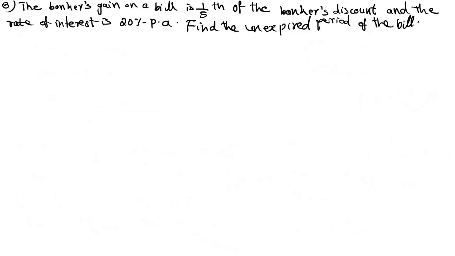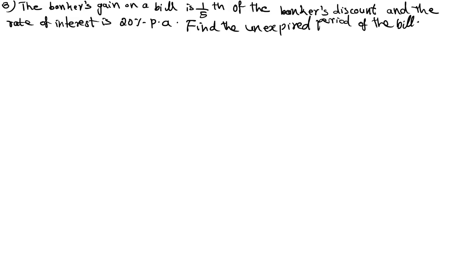See the next question. Banker's gain on a bill is 1/5 of the banker's discount and the rate of interest is 20% per annum. Find the unexpired period of the bill. What is unexpired period of the bill? Unexpired period of the bill is nothing but T. T value you need to calculate. First write the given data.